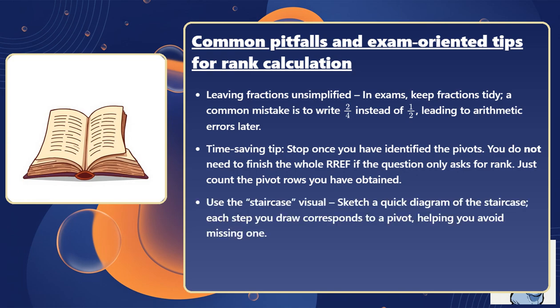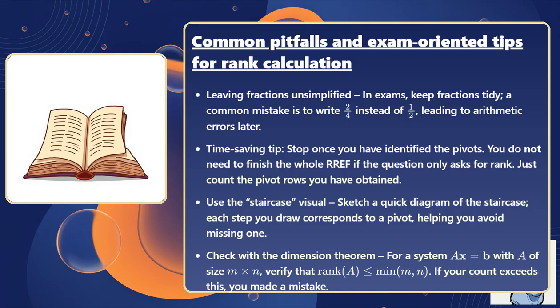Use the staircase visual: sketch a quick diagram of the staircase. Each step you draw corresponds to a pivot, helping you avoid missing one. Check with the dimension theorem. For a system AX equals B with A of size M by N, verify that rank of A is less than or equal to the minimum of M and N. If your count exceeds this, you made a mistake.